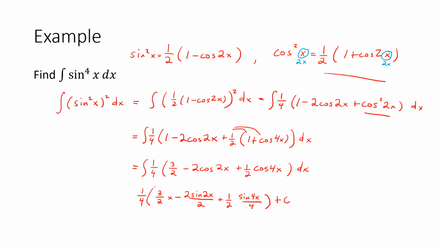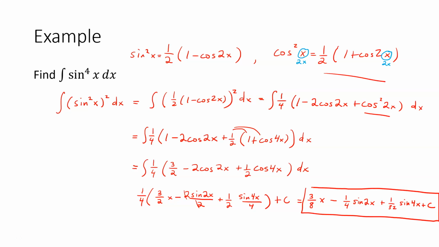And one last thing here to clean it up a little bit more, I'll distribute the 1/4. So we'll have 3 over 8 x, minus, here the 2's divide, so I'm left with 1/4 sine 2x. And then here I've got 1 over 4 times 1 over 8, so 1 over 32 sine of 4x. So you see, in this case, because we had an even power of sine, we were able to apply that power reducing formula, in this case multiple times, to remove all the powers from the integral, and hence get it into a form that we can integrate.